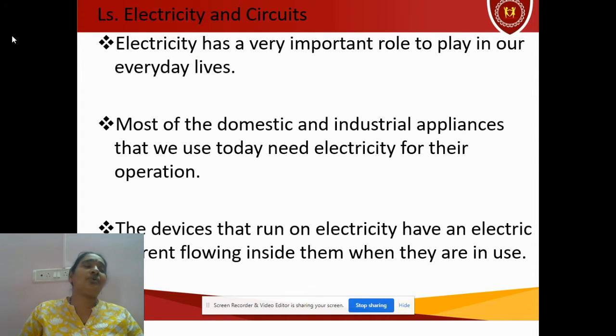For example, if power is not there, we cannot switch on the fan. Why? Because the fan works on electricity only. So most equipment is operated by electricity only. The devices that run on electricity have an electric current flowing inside them when they are in use. So these devices have electric current when they are working.